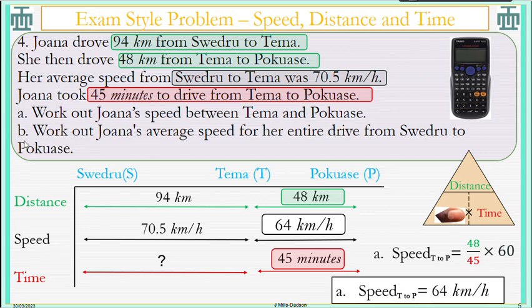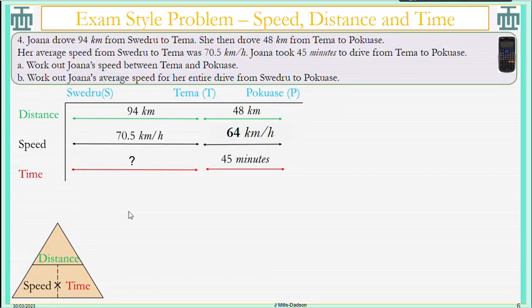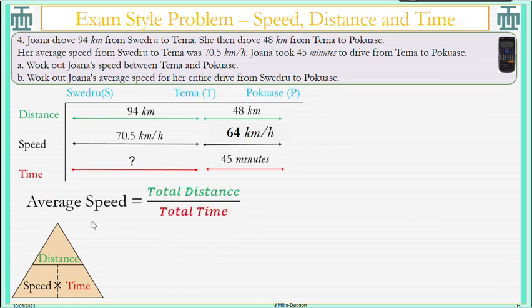Now let's look at how to get B. You know that average speed simply means total distance divided by total time. I will be able to know the total distance, but I only know bits of the time, and therefore for us to continue, we might need to find the time between Swidro and Tema. And to find time, you cover time, you have distance divided by speed.